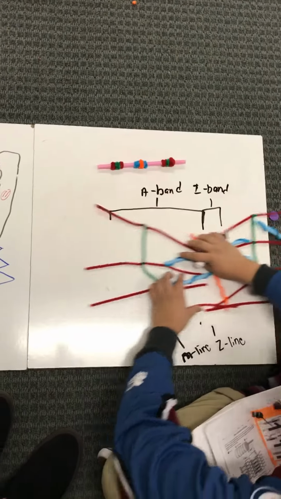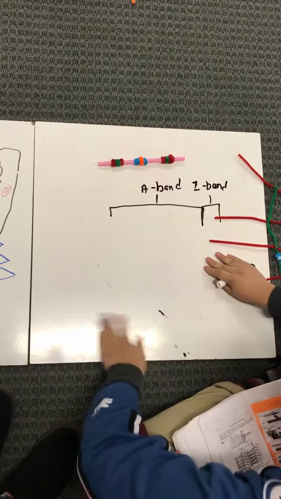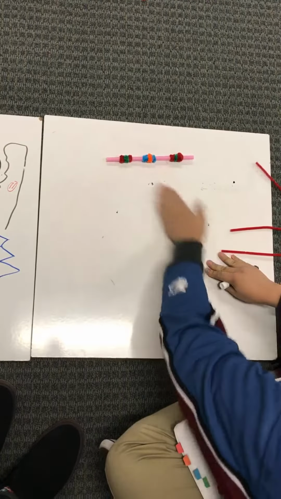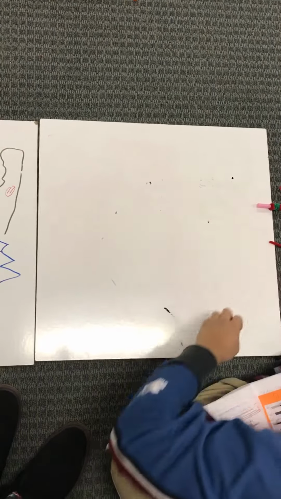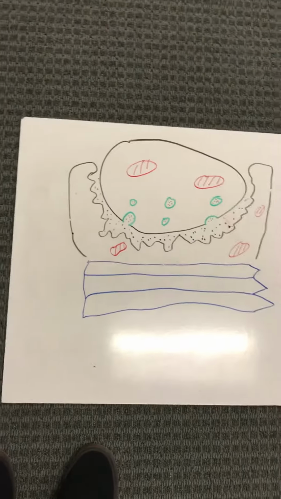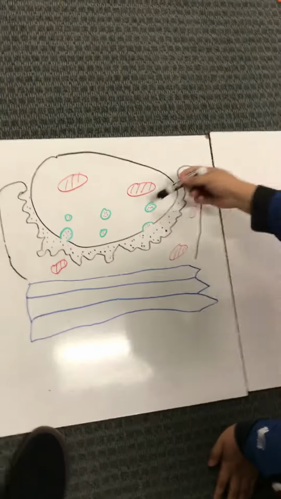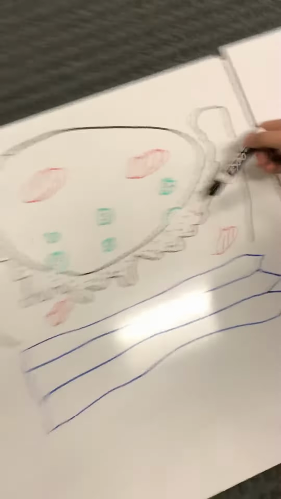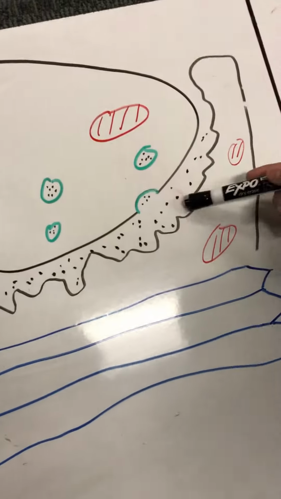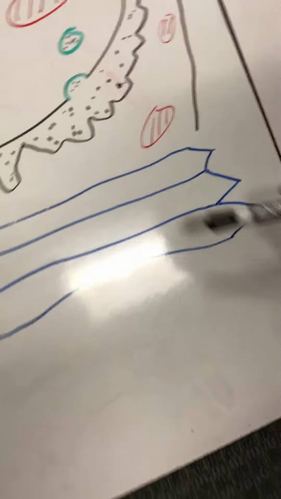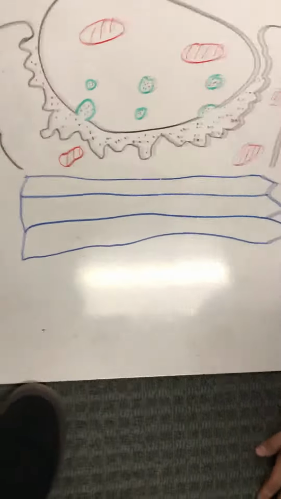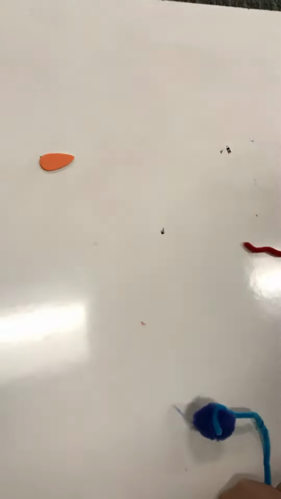And now we move on to sliding filament theory. So sliding filament theory looks at how our muscles move, and it begins in the synaptic cleft and the axon terminal, wherein the vesicles release ACh into the synaptic cleft. The ACh binds to receptors that are attached to the sarcomeres, causing the release of calcium.